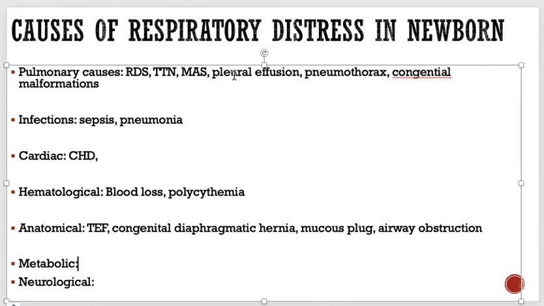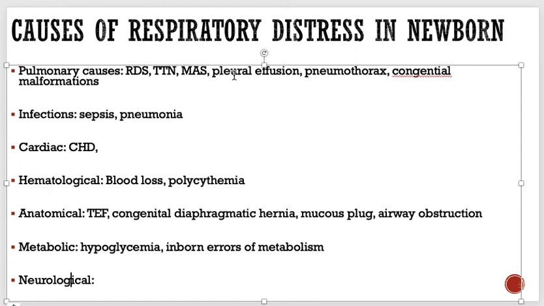Then there are metabolic causes, guys. It could be hypoglycemia. Remember, hypoglycemia can lead to respiratory distress, or inborn errors of metabolism. I don't know when that lecture will come, but you have heard this term a lot; they are very easy and not all of them are important, just a few. We are going to talk about that. Neurological damage or abnormality can be there, for example CNS damage by birth trauma, intraventricular or intracranial hemorrhage, which we have already covered, or the effect of drugs causing respiratory distress. So these are all the causes of respiratory distress in the newborn.